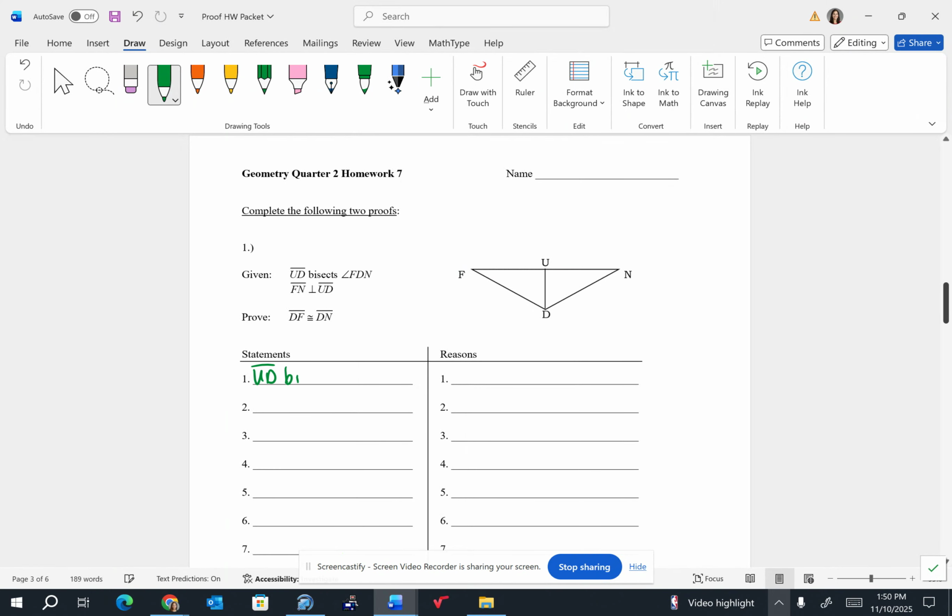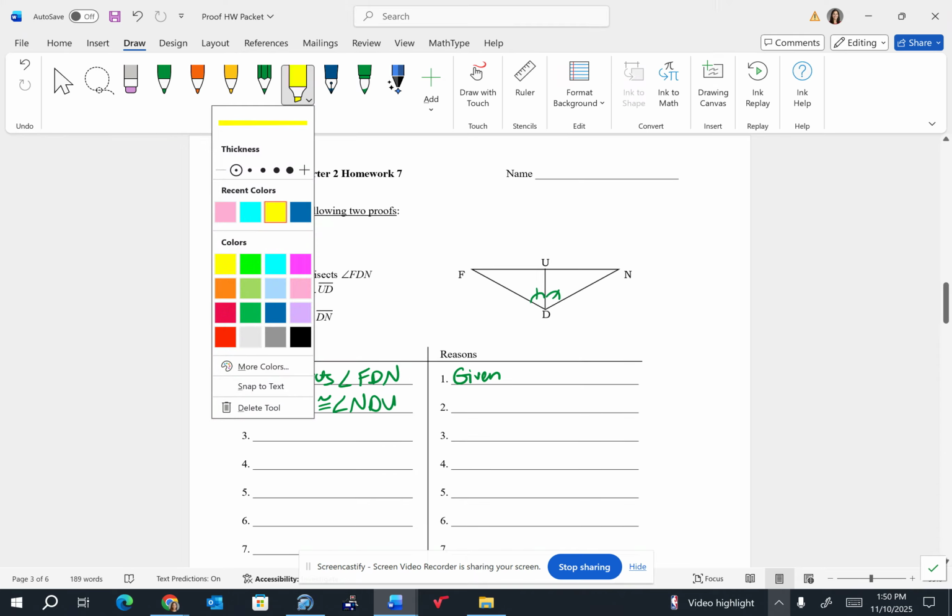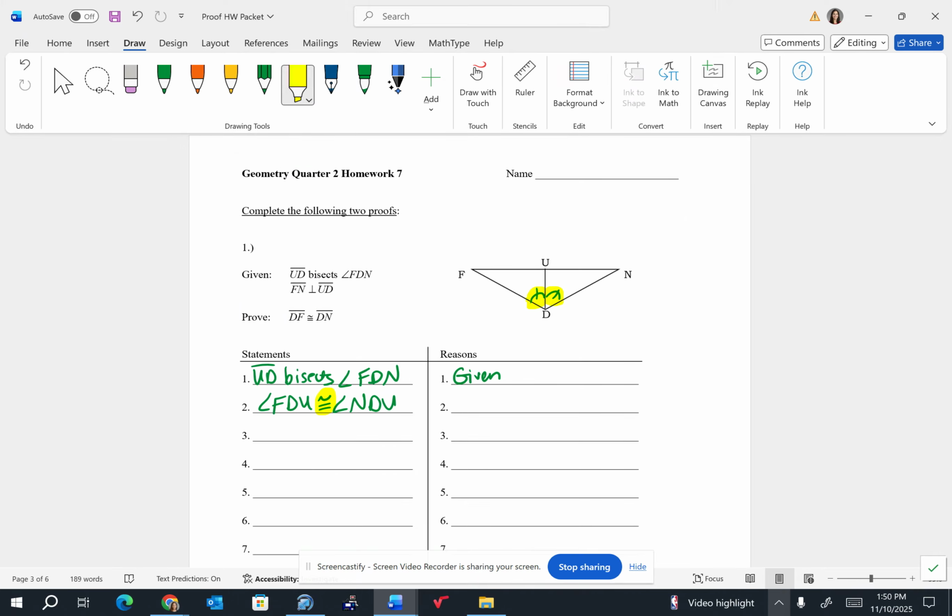So first thing that I'm going to do is copy paste the first thing that I am given. My reason is that it's given, and I don't see a congruent symbol. So I'm going to label this given statement, and then we need a follow-up step. So FDN is bisected, so I need to go arc at the D, and that will be my follow-up step. I'm going to name those angles with 3 letters. The D is going to be my middle letter. So angle FDU is congruent to angle NDU. And now I will have a congruent pair of things to add to my list.